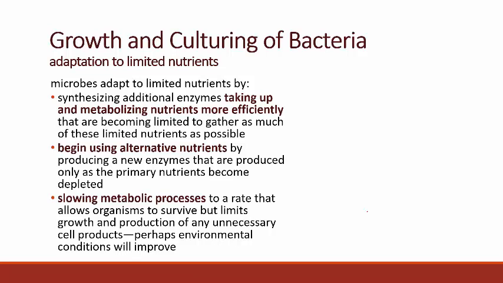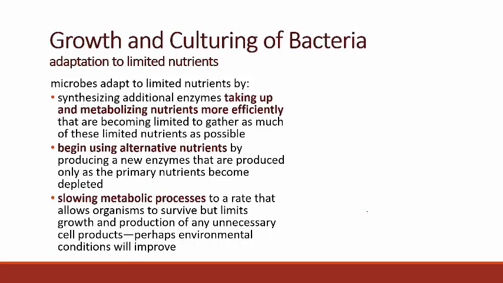And then finally, as a last-ditch effort to survive the tough times ahead, they can slow their metabolic processes down. They can slow them to a rate that will allow the organism to survive, but prevents any growth, any cell division, so that they can temper their metabolic processes to match the conditions, with the hope that if they can slow metabolism down for just long enough to survive the bad times, perhaps environmental conditions might improve.